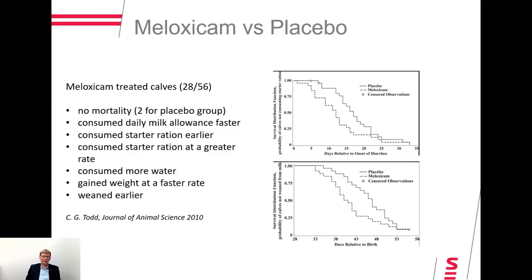The interesting thing is that there was no mortality, no dead animals in the meloxicam group. They consumed their daily milk faster. They consumed the starter ration better. They consumed the ration at greater rates. They drank more water, remember the fresh water. They gained weight at a faster rate, and they weaned earlier.